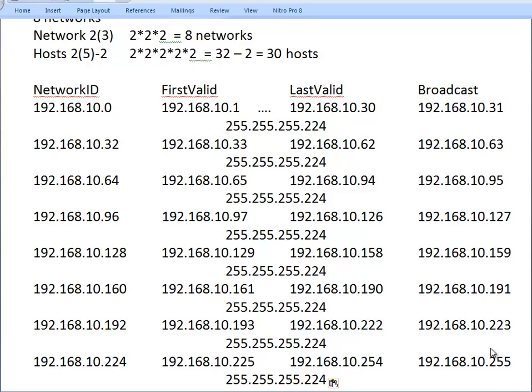Okay, this is the completed table for 8 networks that we did earlier. So what you would do is pause the video and just compare it to your notes. See, everything is exactly the same. Now next thing we're gonna do, we're gonna learn how to subnet based on the host addresses rather than on the networks, how many networks we need. We are thinking about how many hosts we're gonna need.